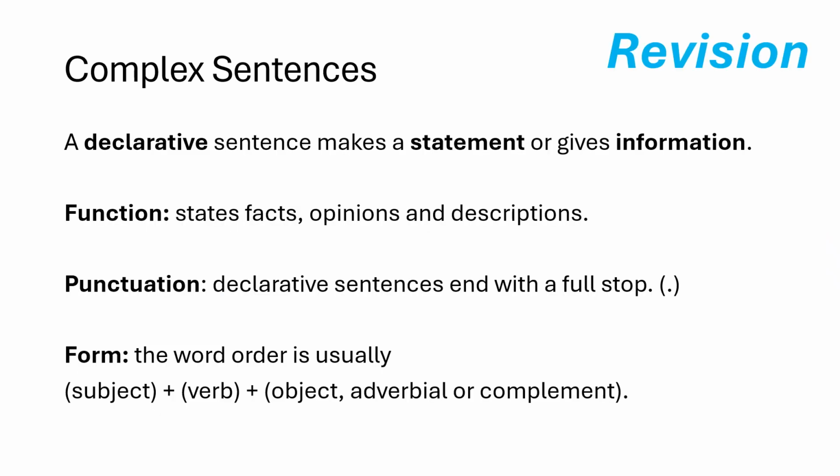A declarative sentence makes a statement or gives information. Its function is to state facts, opinions, and descriptions. The punctuation at the end of a declarative sentence is a full stop. Form. The word order is usually subject plus verb plus object, adverbial or complement.